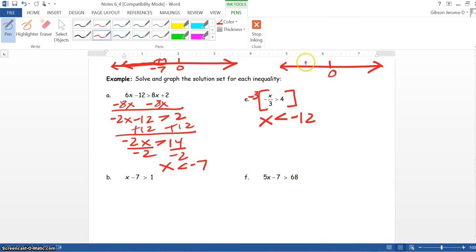At 0, to be negative 12, and x is less than negative 12. We'll put an open circle on negative 12 and draw a line from negative 12.